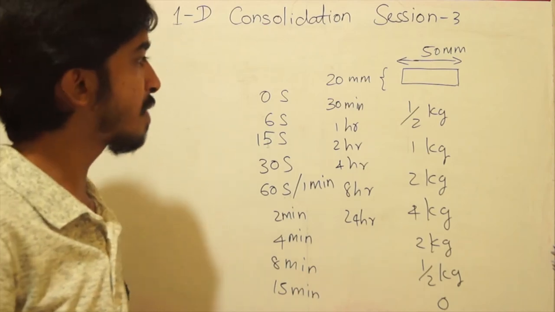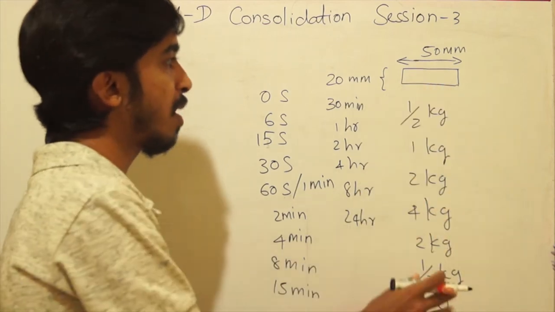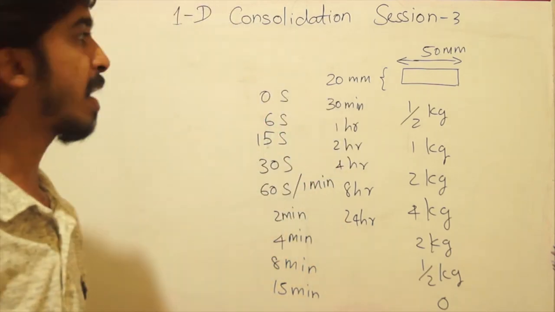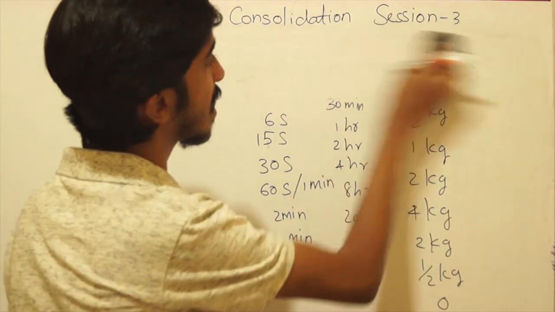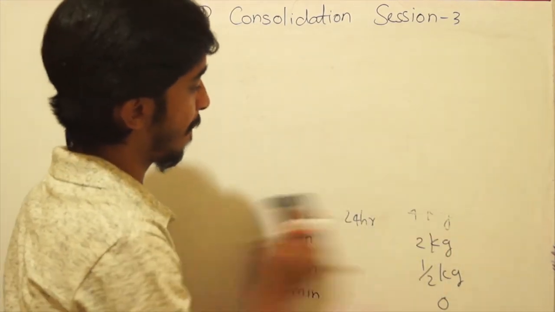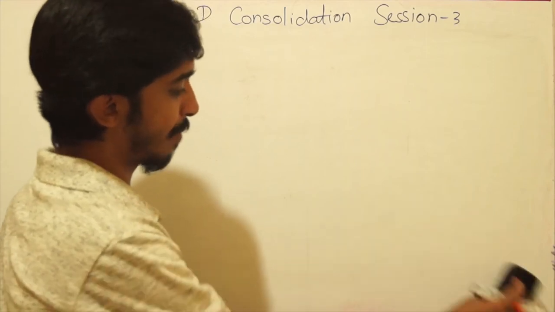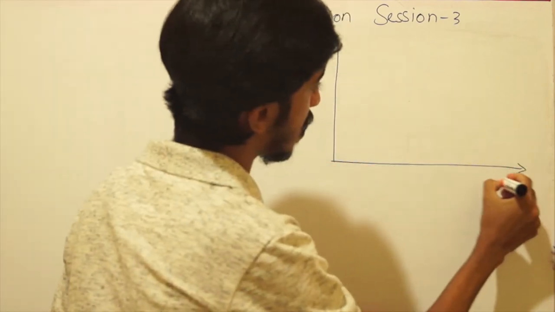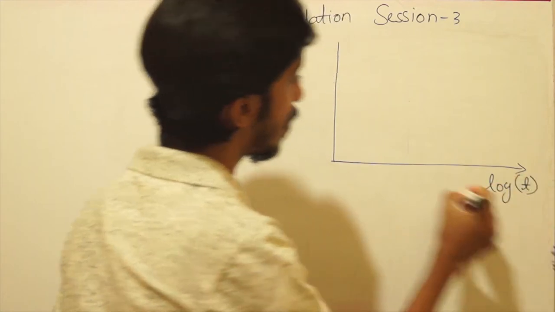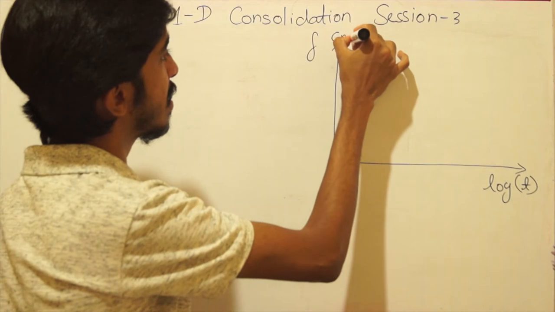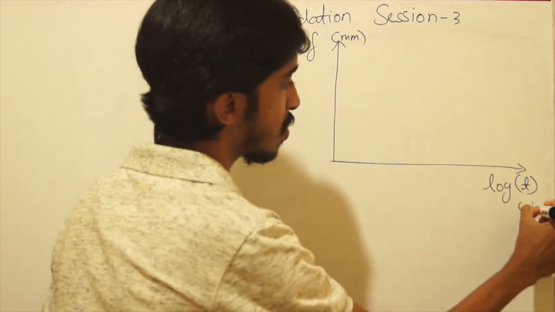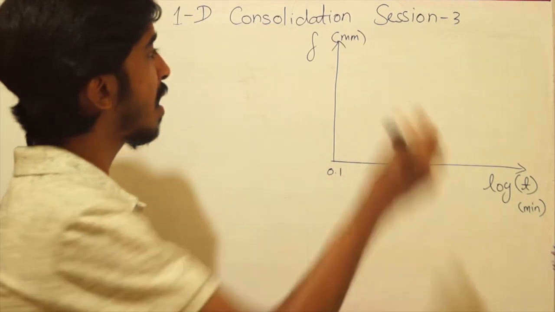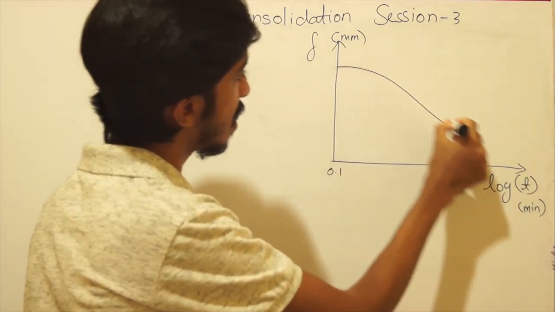After obtaining the readings for every load, we draw the Casagrande and Taylor graphs to obtain the time factors. Let's see what the Casagrande graph is. The Casagrande graph is log time versus settlement in millimeters, with time typically in minutes. In the log scale, the time starts from 0.1, that is the 6 second mark, and we get a graph roughly in this shape.